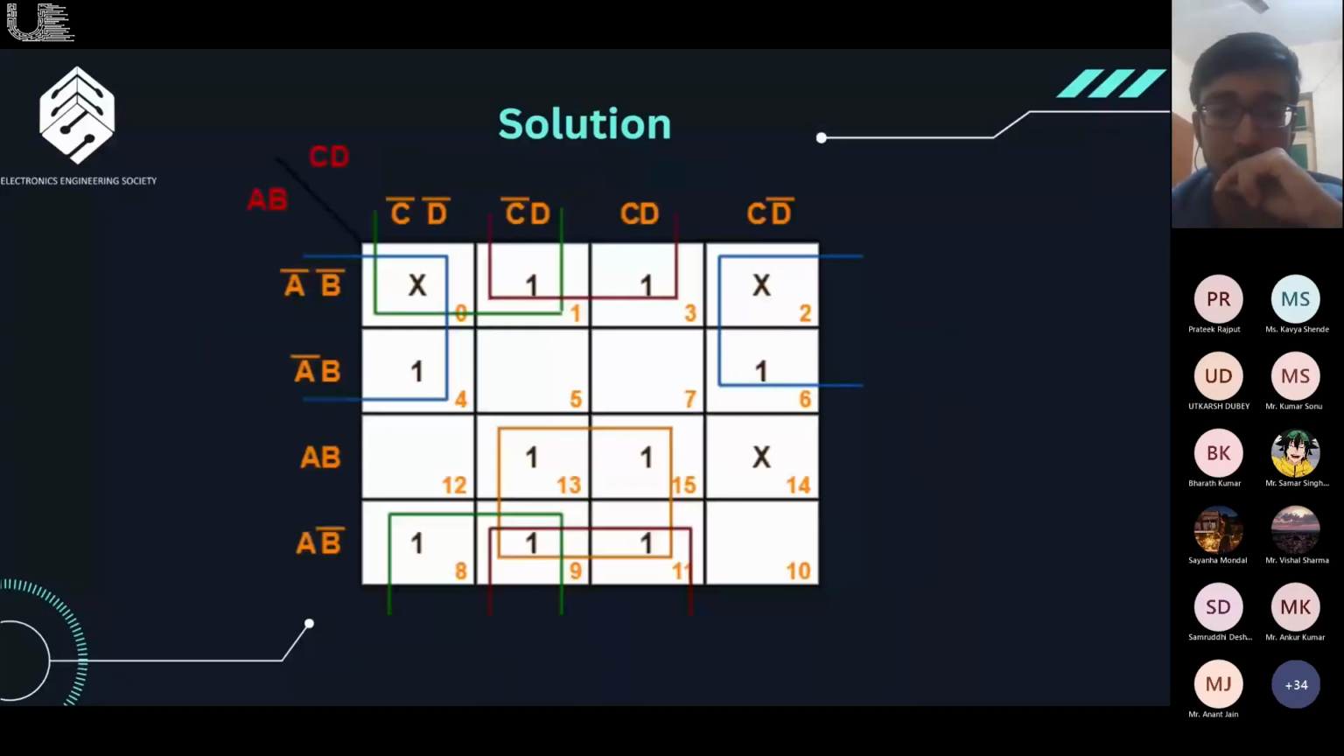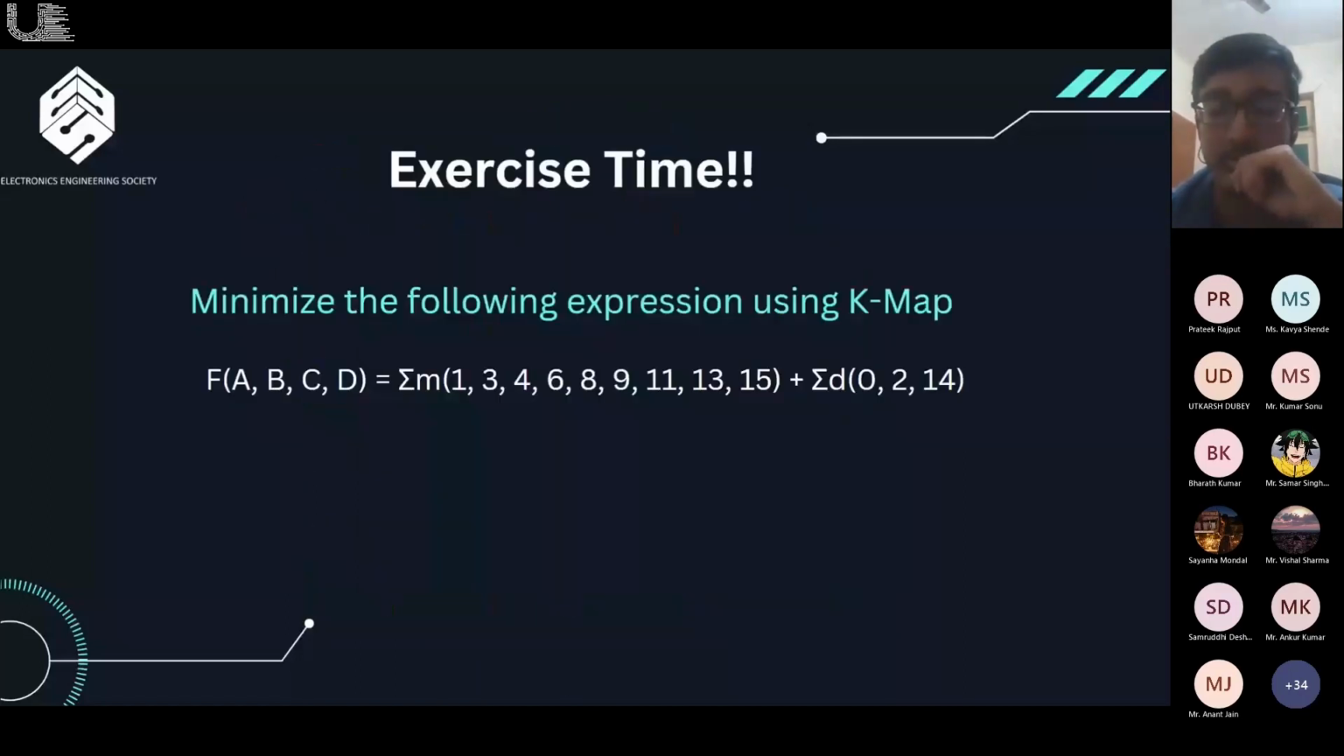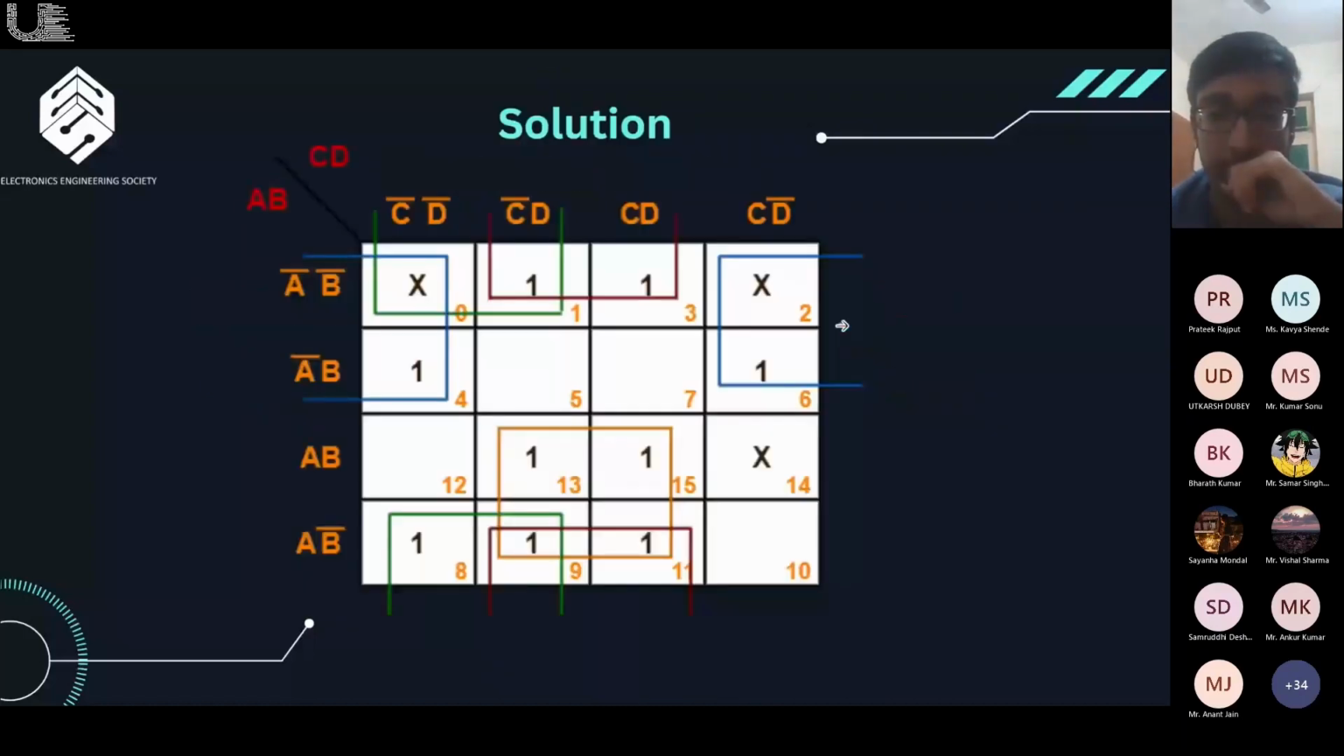As you can see here, you put in ones for 1, 3, 4, 6, 13, 15, 8, 9, and 11. Okay, and for the don't cares, which is represented by the summation of d, you put in 0, 2, and 14, right? So if you notice, 0, 2, and 14 have been denoted by an X in the map.